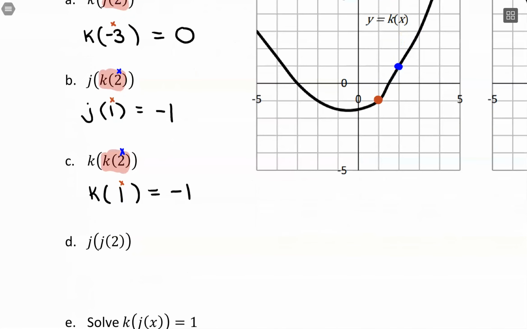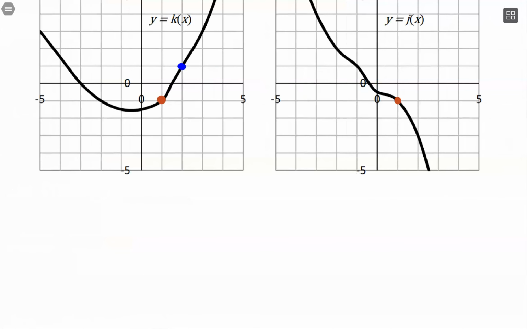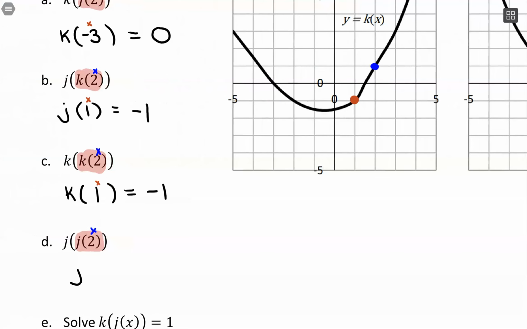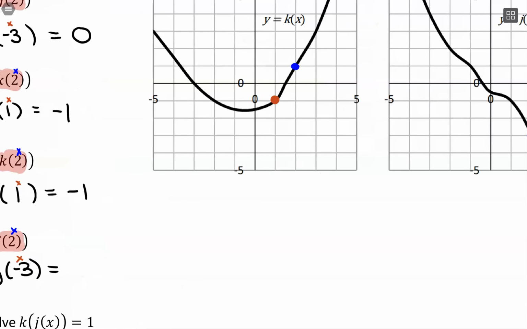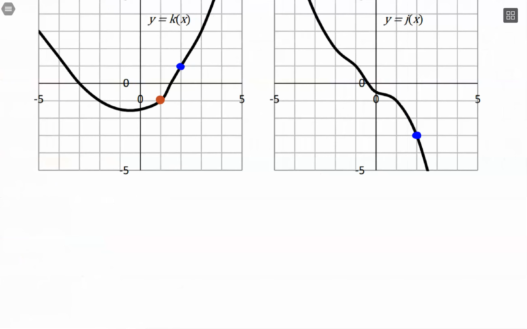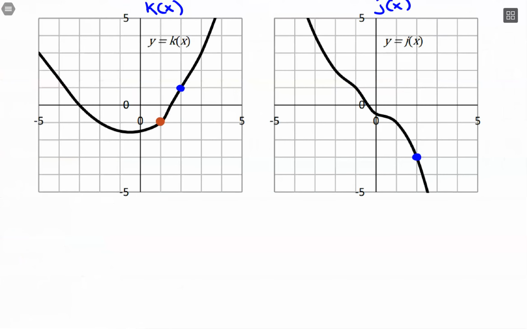j of 2. With that, we're looking at j of x when x is positive 2. If I go to my function here at positive 2, I'm down here at negative 3. So this is the same thing as looking at j of negative 3. Now I'm going to look at, if x is negative 3, where's my function output? And we're up here at positive 4.